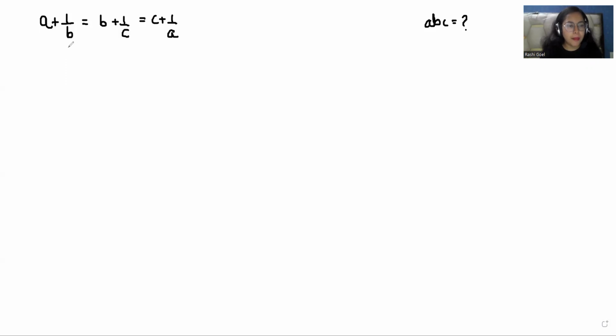So for the first step, I am going to take two terms at a time. I'm going to take the first two terms together, that is a plus 1 over b is equal to b plus 1 over c. Next, I'll take first and third term. So a plus 1 over b is equal to c plus 1 over a. Now I'll take second and third term. b plus 1 over c is equal to c plus 1 over a.